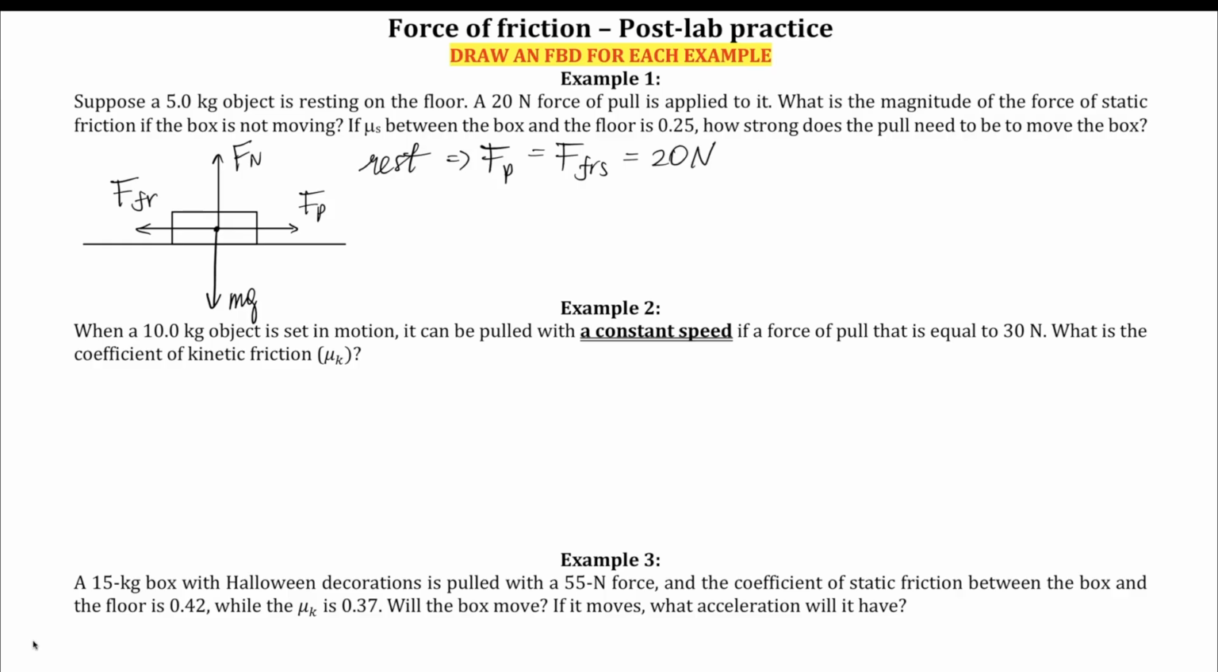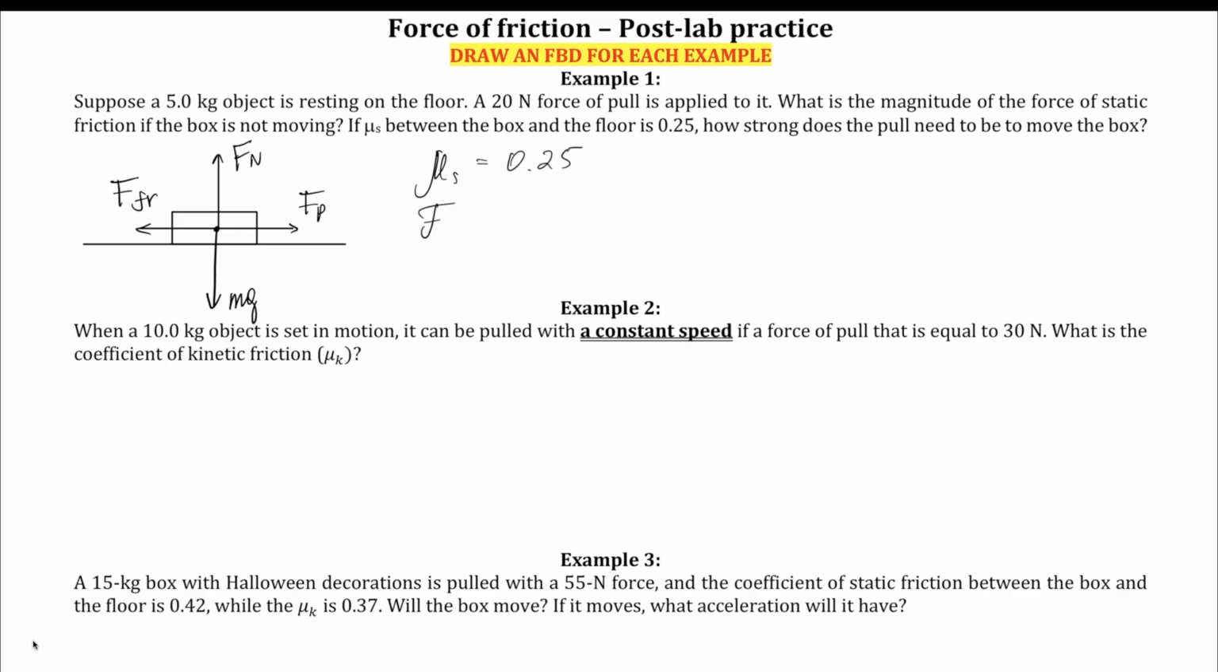Then the second, what if the mu static between the box and the floor is 0.25? What kind of force do I need, the minimum, think about the minimum pull that we need to apply in order for the object to move. In this case, I don't know what my pull is. I just know that mu static is 0.25.